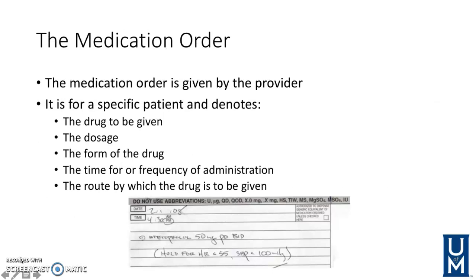This is given by the provider and it tells us what we are supposed to give to our patients. It's for a specific patient, not for multiple ones, but for one specific patient. And it'll tell us what drug is to be given, as well as the dosage, so how much, the form, so is it a capsule, a tablet, is it a liquid, what form of the drug is it coming in? The time or the frequency of administration.